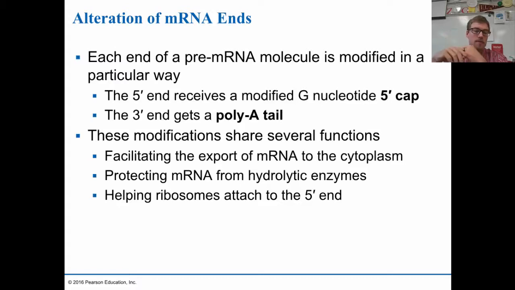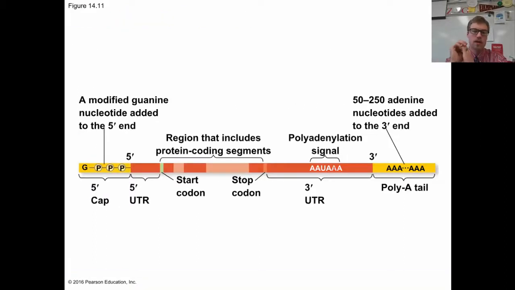The 5' cap helps the ribosome to attach at the 5' end. It also protects the mRNA and helps it to be transported out of the nucleus. The poly A tail helps to protect the mRNA from hydrolytic enzymes, which we learned about are the exonucleases. So here is what an mRNA molecule will look like after it has been modified. It's got a 5' cap and it's got a poly A tail.